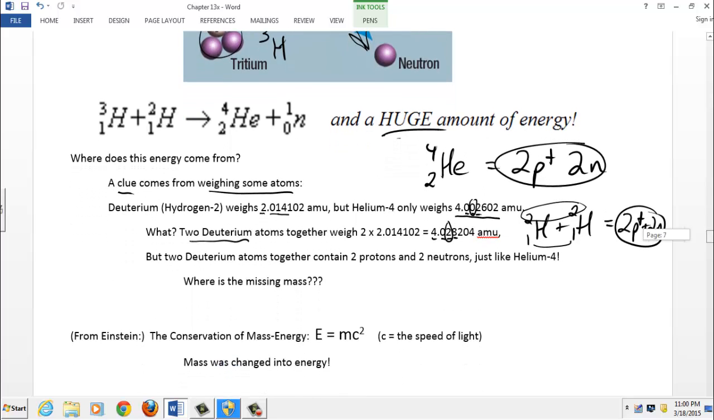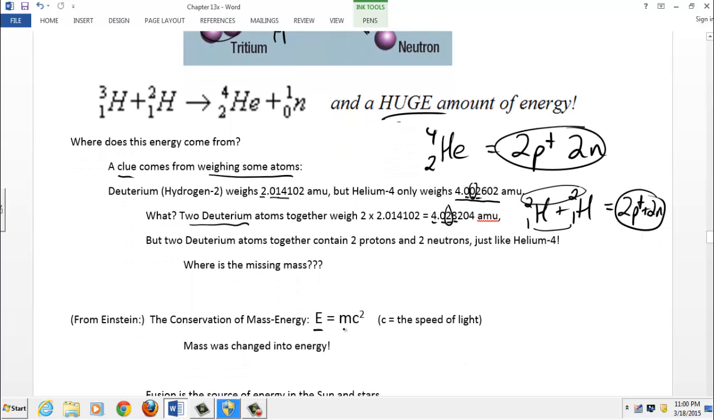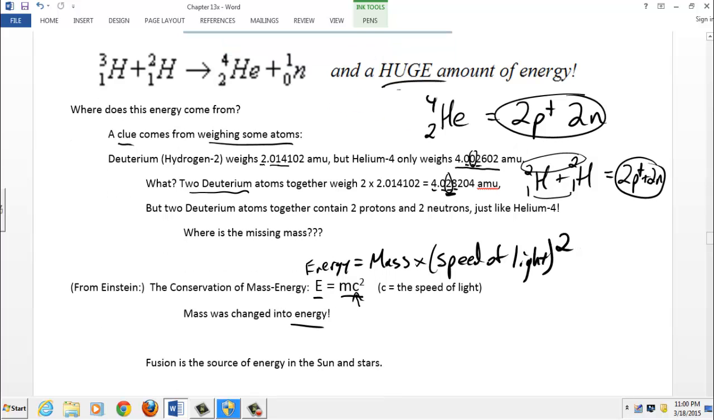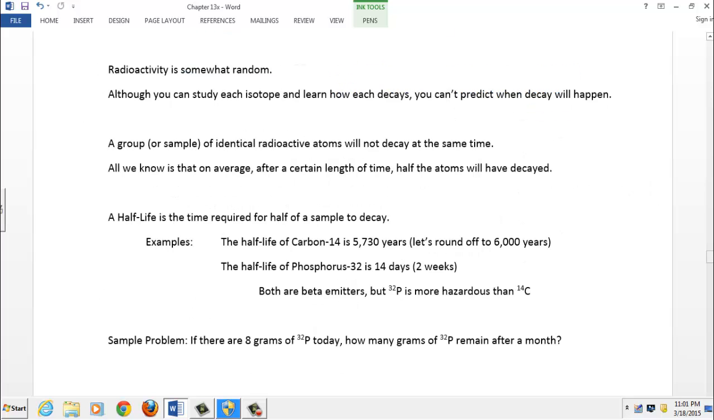Well, we need Einstein's famous equation, E equals mc squared. E is energy, m is mass, and the conversion factor that makes mass equal to energy turns out to be the speed of light squared. So where's that missing mass? It was changed into energy. And it turns out that nuclear fusion is a source of energy in the sun and in stars, as well as a few nuclear bombs, like the hydrogen bomb.